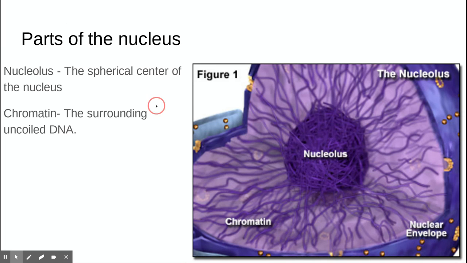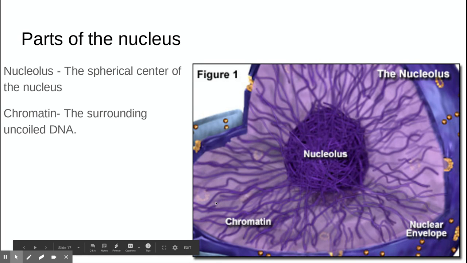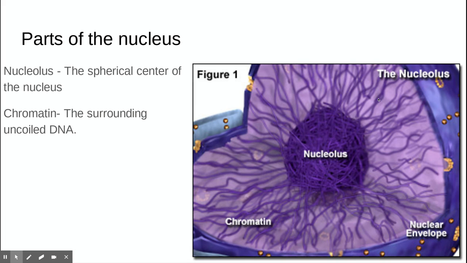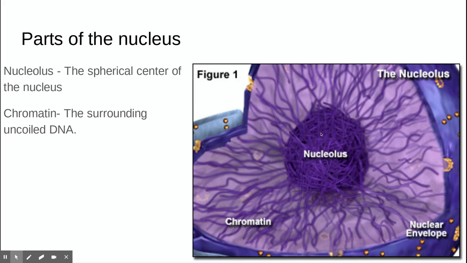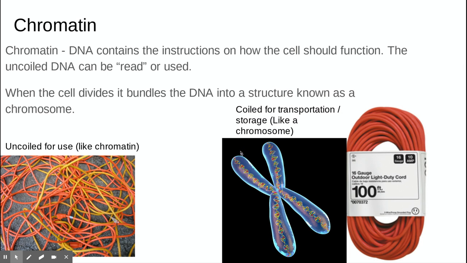All right. Well, there's some parts to the nucleus. Inside the nucleus, you have this chromatin. Chromatin is the uncoiled DNA strands. So if you can think of each of these little squiggly lines as being a strip of code or information written on it, that's your DNA. And then the nucleolus. This is a tiny little spot in the center of the nucleus, and its job is to make ribosomes. We'll get to that in a second.